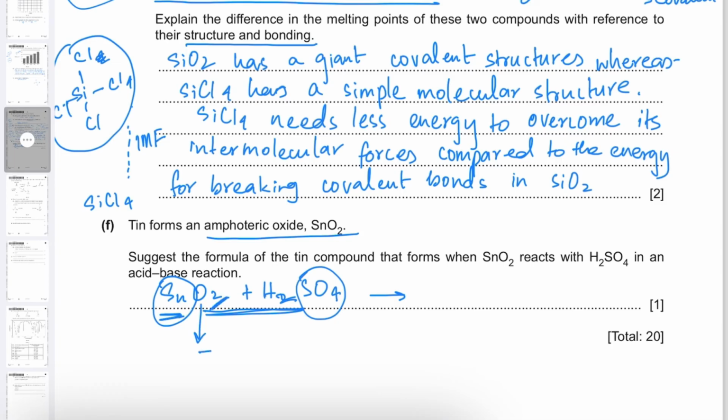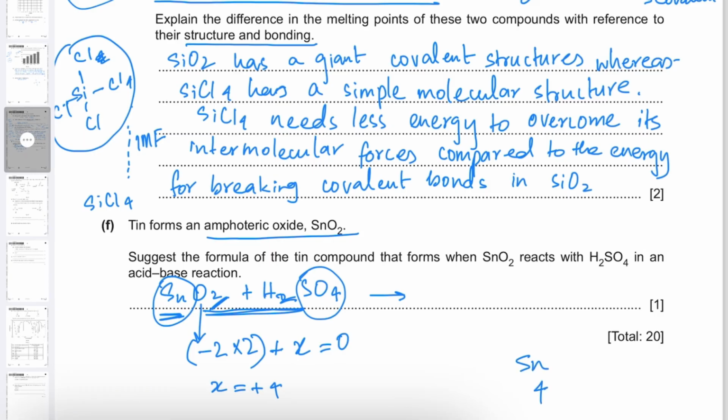The oxidation state of oxygen in a compound is -2. Since there are 2 oxygen atoms in tin oxide, you multiply that by 2, and when you add the oxidation state of tin, which is unknown, this should sum up to 0 since this is a neutral compound. That means X, the oxidation state of tin in this compound, is +4.